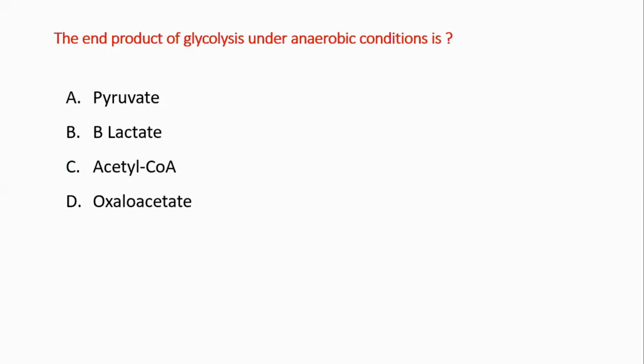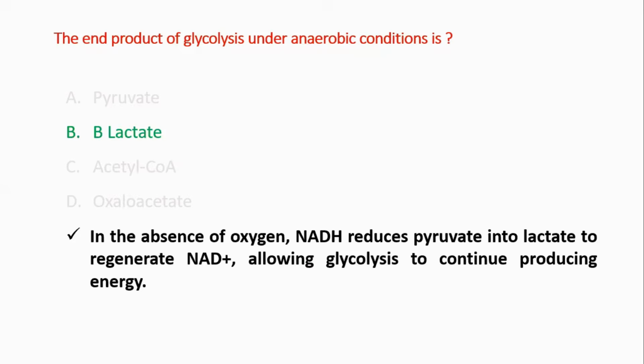Next question. The end product of glycolysis under anaerobic condition. Pay attention. I'm talking about the anaerobic condition, the end product. So what it could be? Options are pyruvate, lactate, acetyl coenzyme A, oxaloacetate. So you guessed it right. Answer is lactate. Under anaerobic condition, pyruvate is converted to lactate.